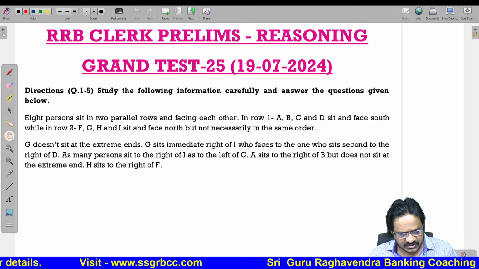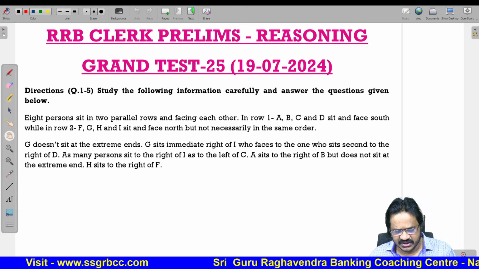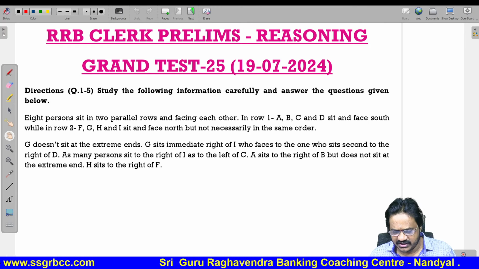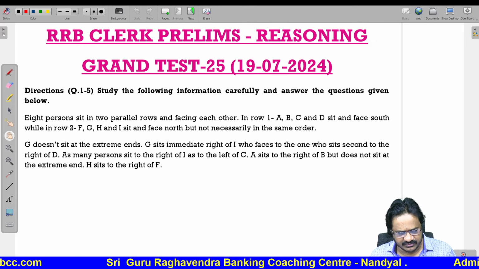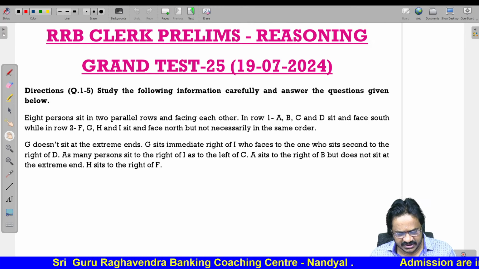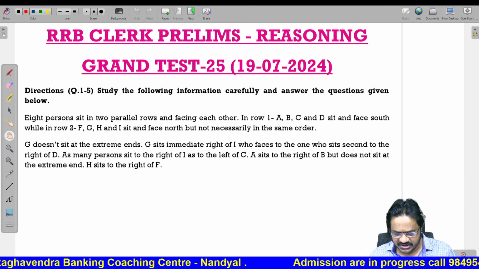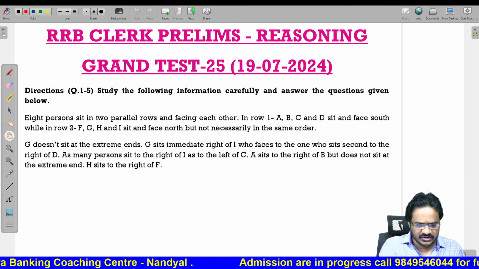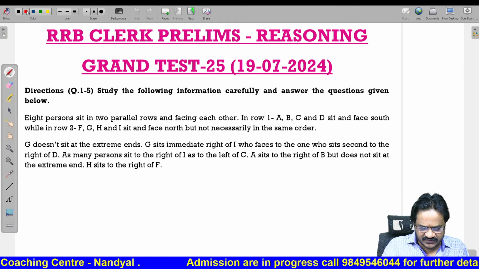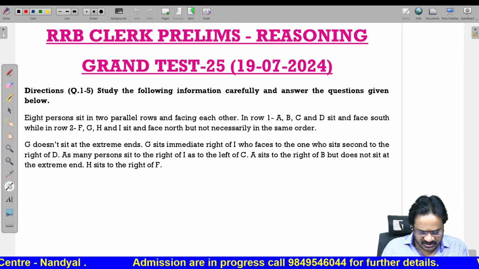Reasoning question number 1 to 5. Study the following information carefully, then answer the questions given below. 8 persons sit in two parallel rows and facing each other. In row 1 A, B, C, D they are facing south. In row 2 F, G, H, I they are facing north, not necessarily in the same order.